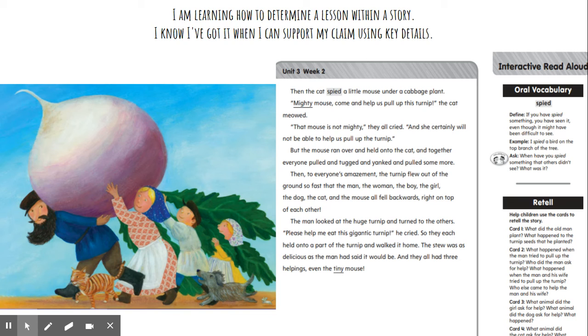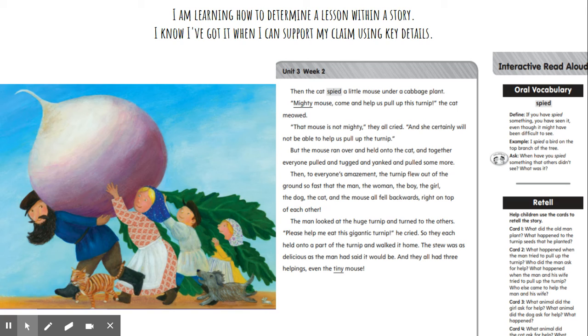The man looked at the huge turnip and turned to the others. "Please help me eat this gigantic turnip," he cried. So they each held on to a part of the turnip and walked it home. The stew was as delicious as the man said it would be, and they all had three helpings, even the tiny mouse.